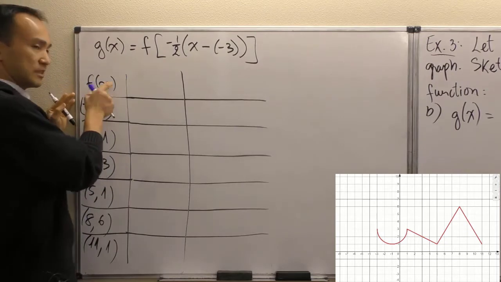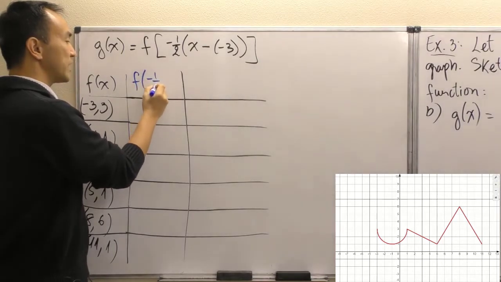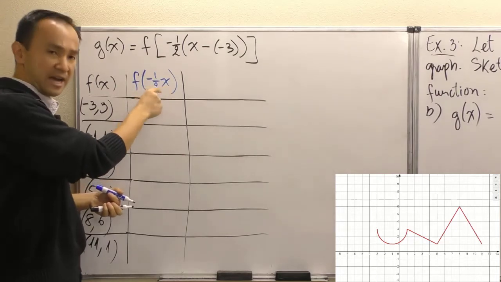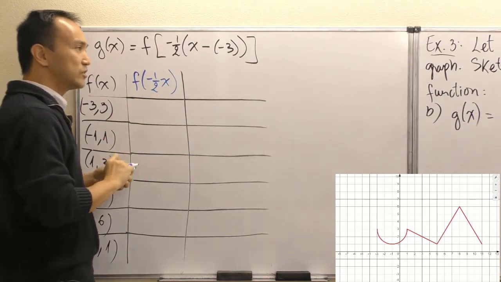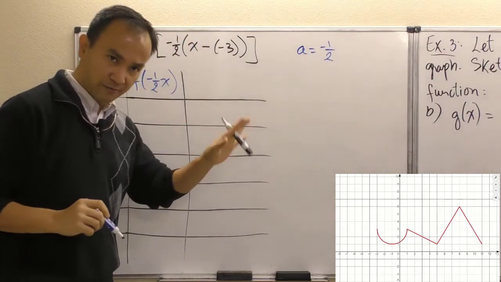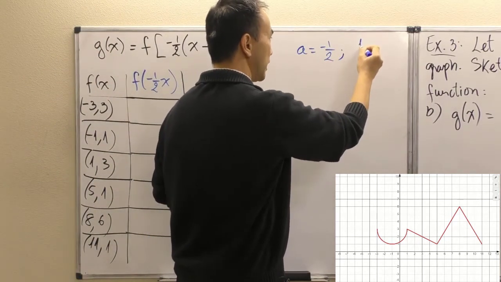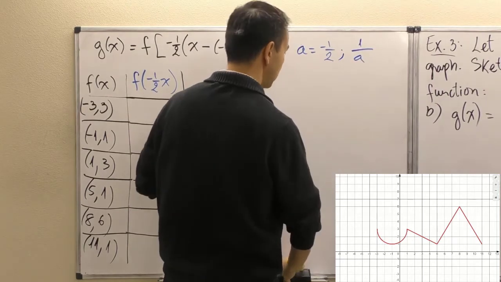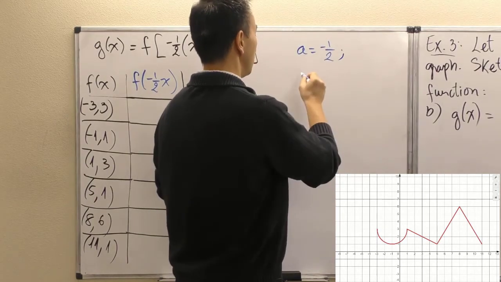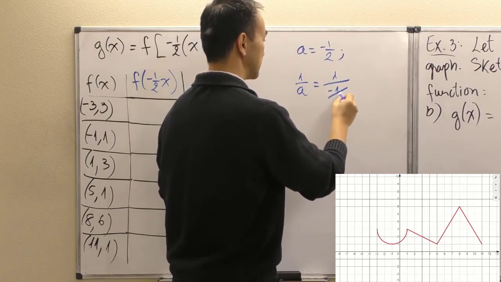So if this is f of x, the column for the parent function, then this is going to be the column for f of minus 1/2 x. Once again, this is in the form of f of an input ax. Now I recognize that a is negative 1/2, and eventually we're going to get to this, but 1 over a will be 1 divided by negative 1/2.